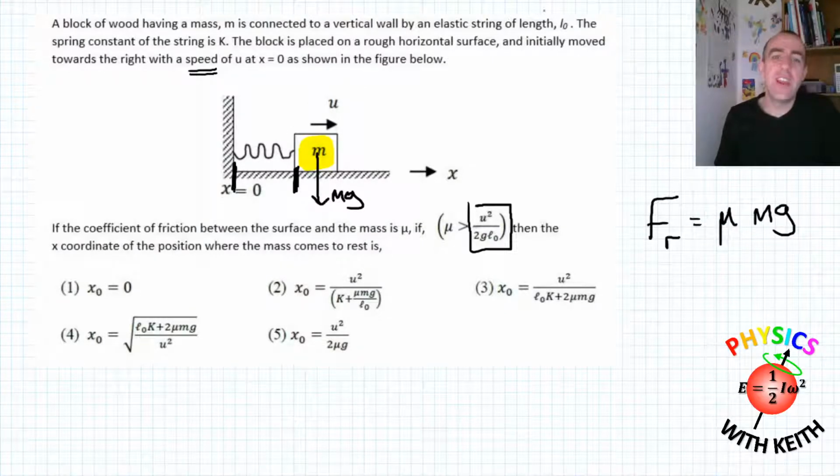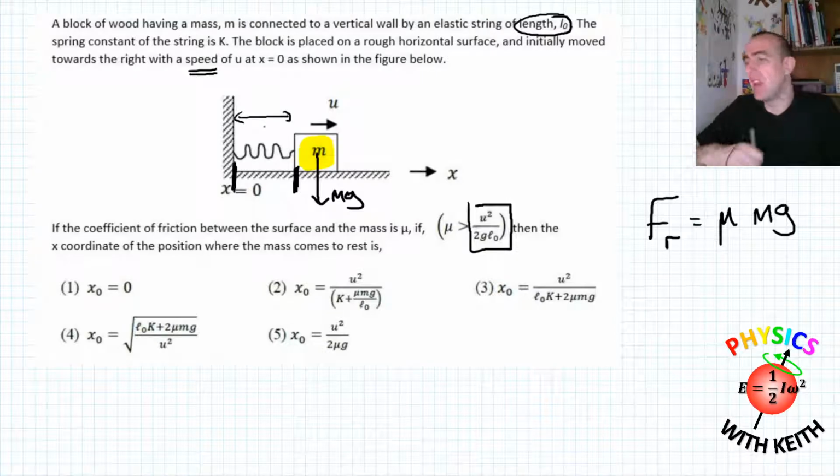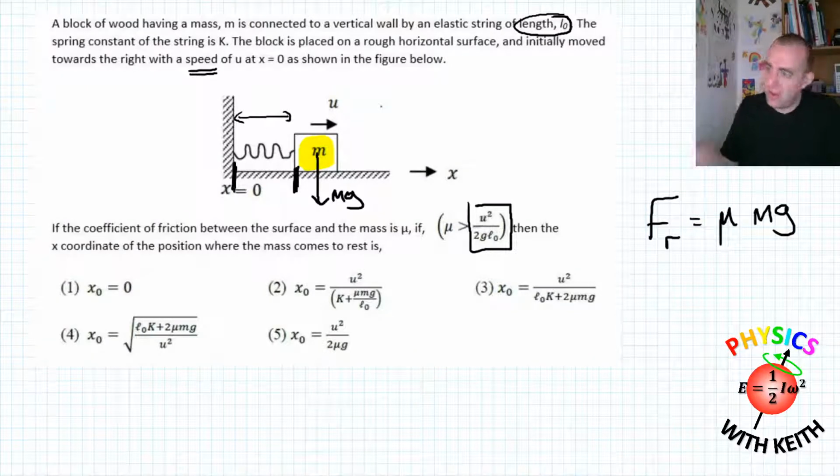I do know that the length of the string, which is elastic, so the original length of the string is L0. So when the string is fully extended, but not being stretched at all, so there's no elastic force pulling back on that block, then the distance from this left-hand edge is L0.